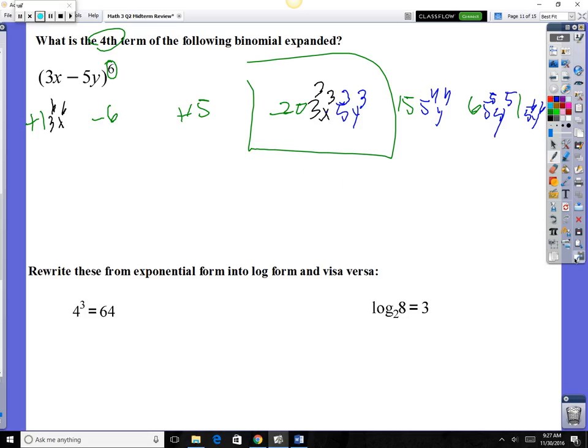So, type it out on your calculator. Find the number. Negative 20 times 3 cubed, and times that by 5 cubed. So you should have a negative 67500, x cubed y cubed.